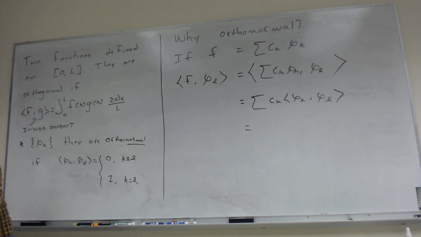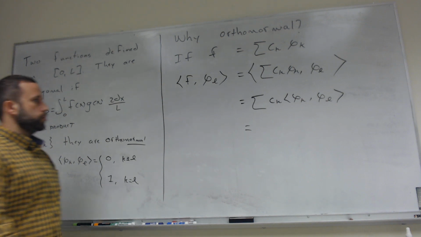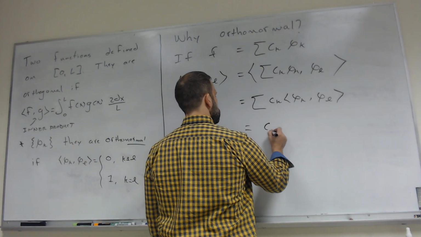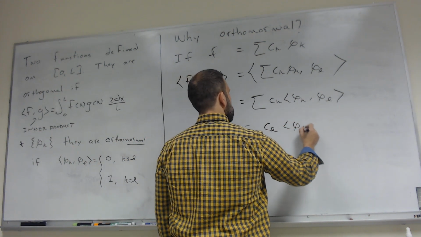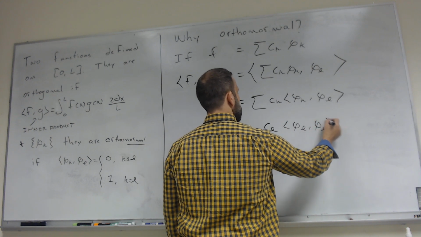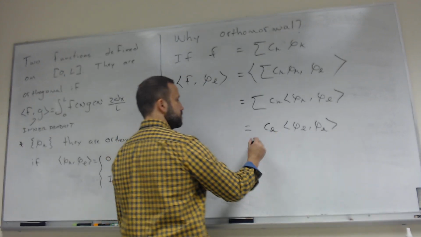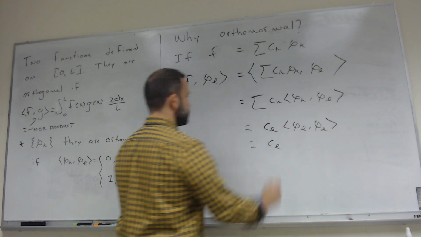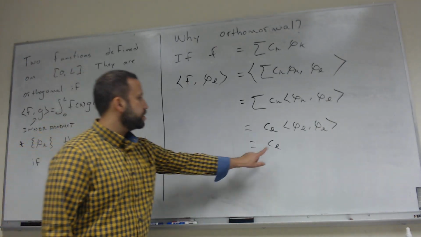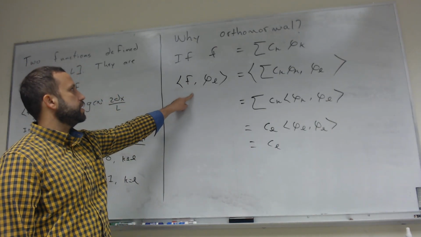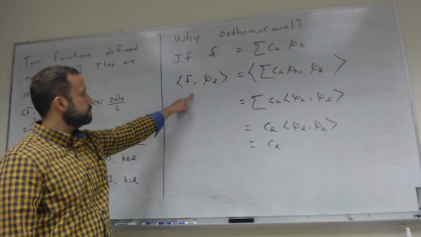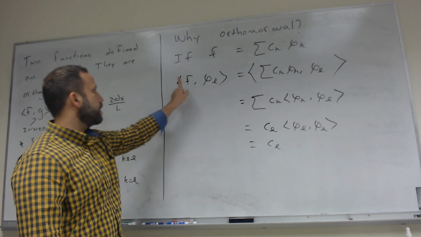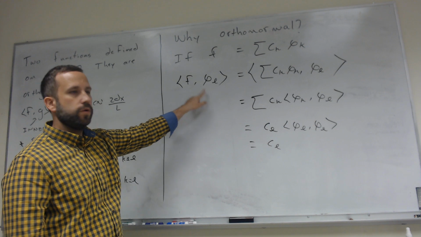Okay, and in that case, the inner product is going to be equal to 1. So this is just equal to C_L times phi_L times the inner product of phi_L with itself, but this is just equal to 1. So this is just equal to C_L. And so now we have C_L is equal to the inner product of F with phi_L.